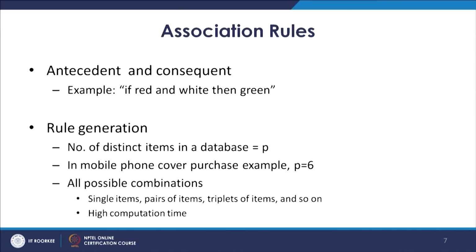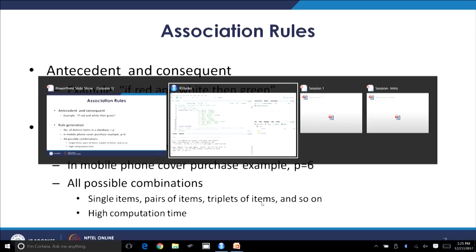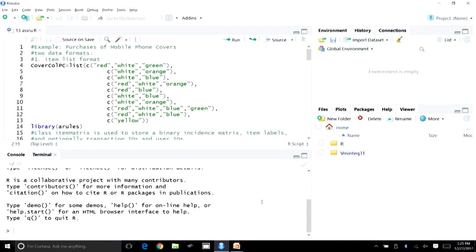So, let us say the number of distinct items is p. Then in this particular case, if we go back to RStudio and try to find out the number of distinct items, here you can see that there are 6 distinct items in this case.